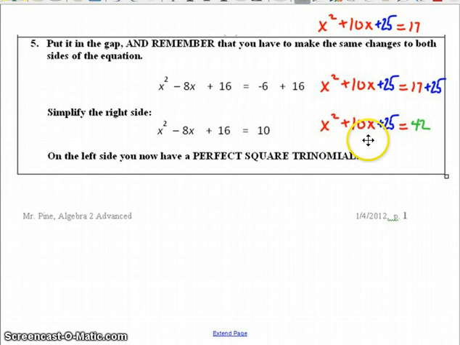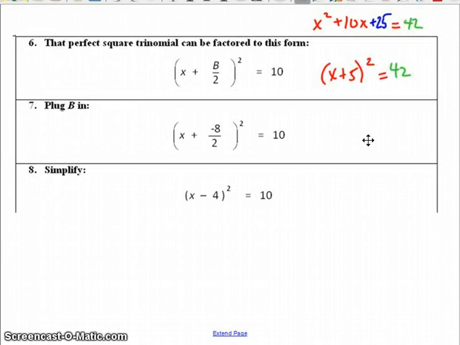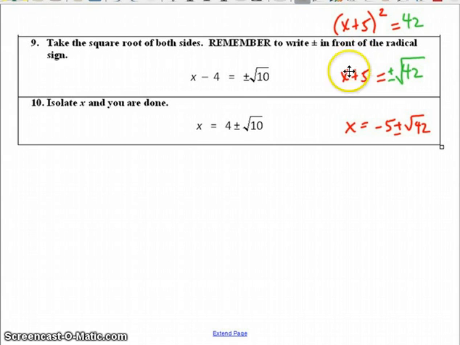Now I can factor this perfect square trinomial, and it's going to turn out to be (x plus 5) squared is equal to 42, which means, of course, that x plus 5 itself is plus or minus the square root of 42. I move the 5 over, I'm done. That's the answer right here that you should have come up with for the example I gave you: negative 5 plus or minus the square root of 42. If you didn't, or are confused about it, come into class with questions. We're going to talk this through in class.